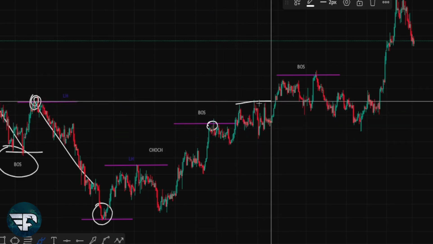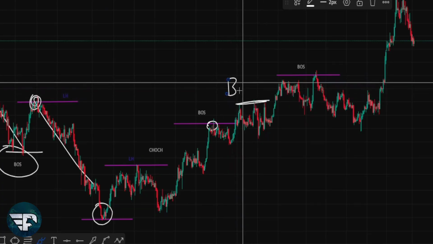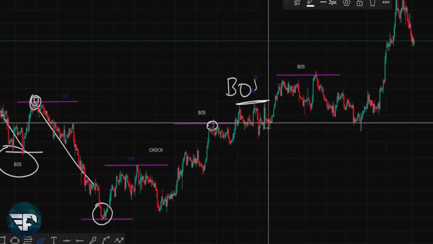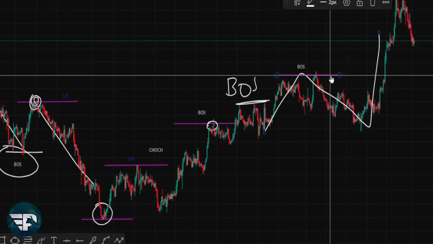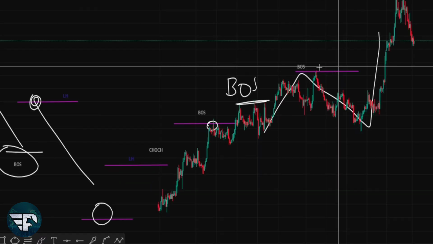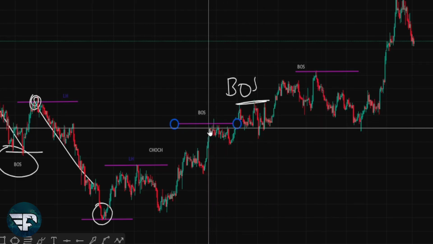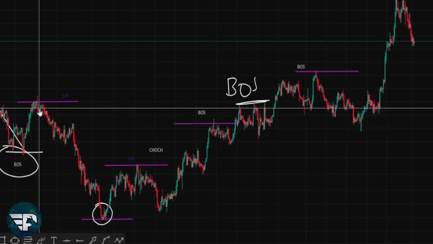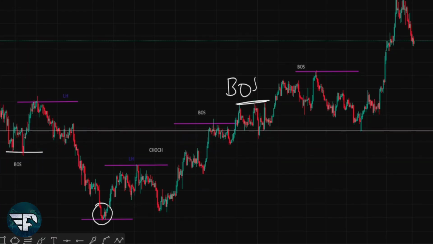This is also a break of structure because it was a high which was taken out. So break of structure. We have price push, we trace down, there was another push. Okay, so we have another break of structure at this place. So guys, this is how to spot or identify break of structures in the market, and this is how break of structure happens or behaves in the market.